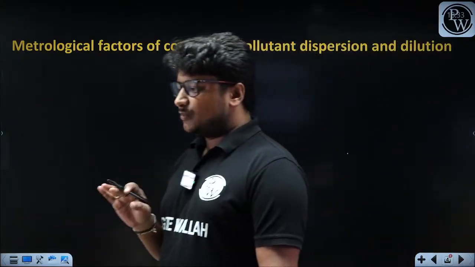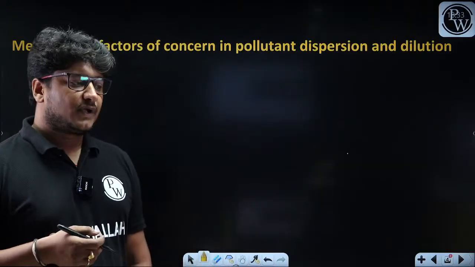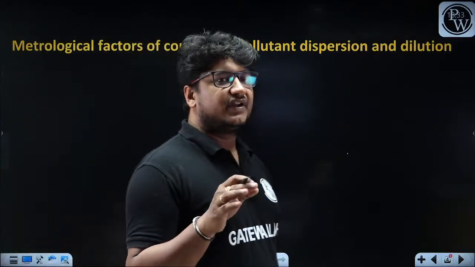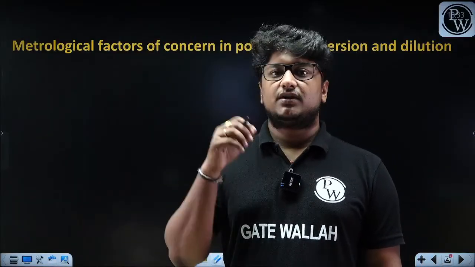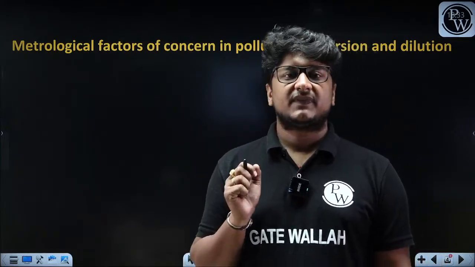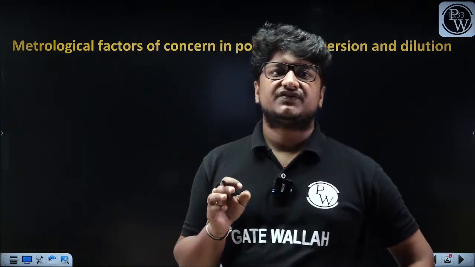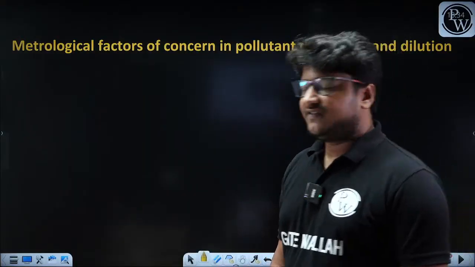See, any air pollutant becomes dangerous for you or harmful for humankind when that air pollutant is not able to disperse and dilute in the atmospheric air. So what are the factors which actually affect the pollutant dispersion and dilution that we need to see?